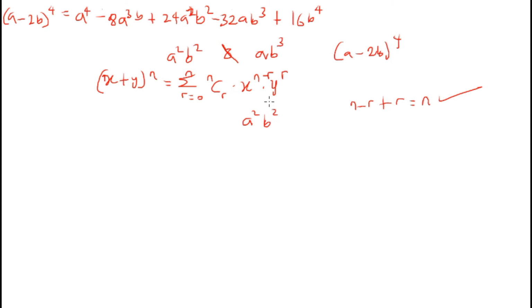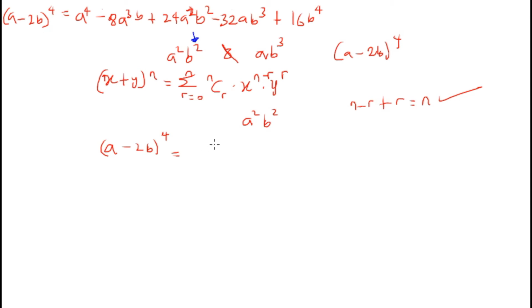So to track a squared b squared, that means I need a point where r will be equal to 2. Let's say we have, instead of x and y now, a and b raised to power n, where n in this case is 4. a and 2b rather, a minus 2b, so minus 2b upon 4. I need the point where my r will be equal to 2. That means I want to track this point. Since this is the second term, I need the point where my r will be equal to 2.